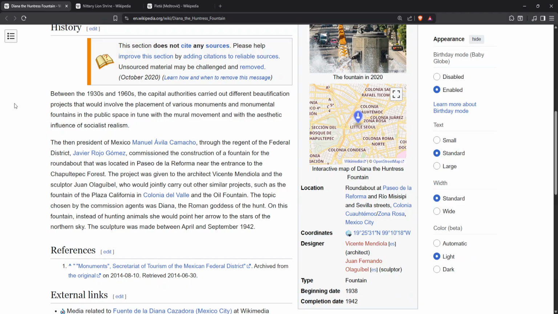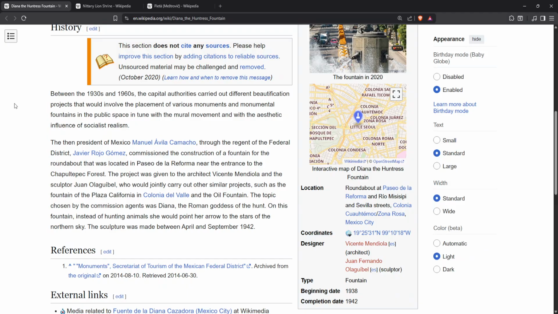The then president of Mexico, Manuel Avila Camacho, through the regent of the Federal District, Javier Rojo Gomez, commissioned the construction of a fountain for the roundabout that was located in Paseo de la Reforma, near the entrance to the Chapultepec Forest. The project was given to the architect Vicente Mendiola and the sculptor Juan Olaguibel, who would jointly carry out other similar projects, such as the fountain of the Plaza California in Colonia del Valle.